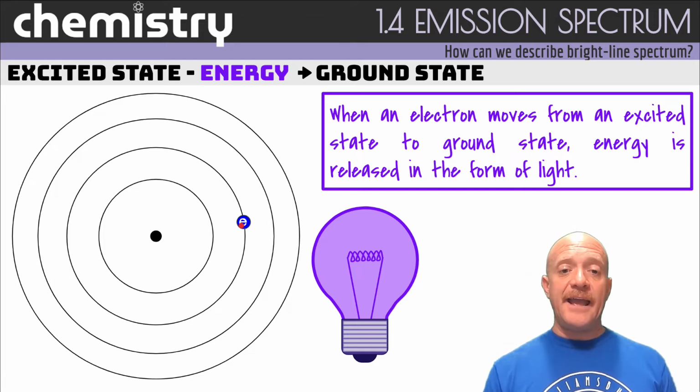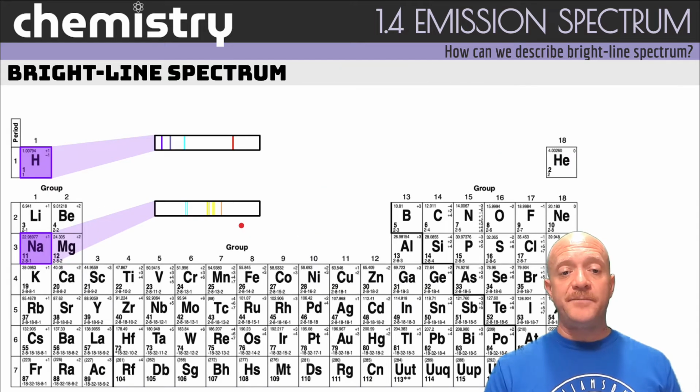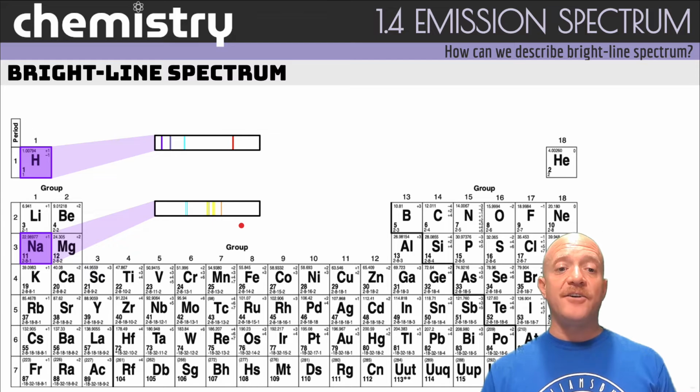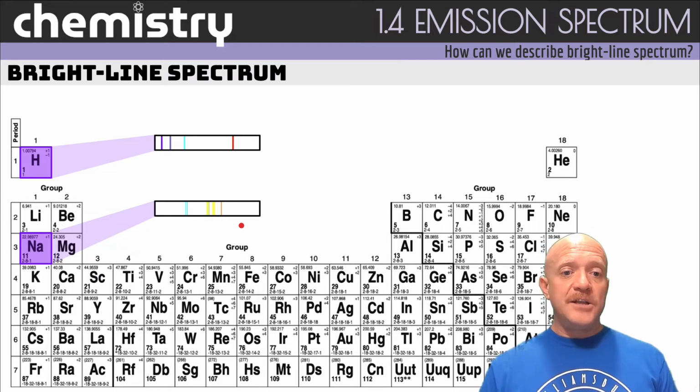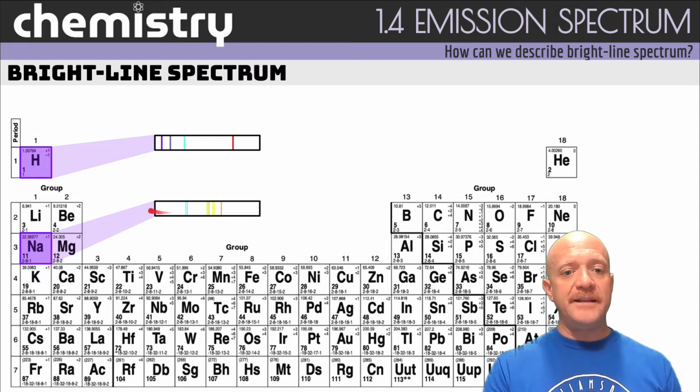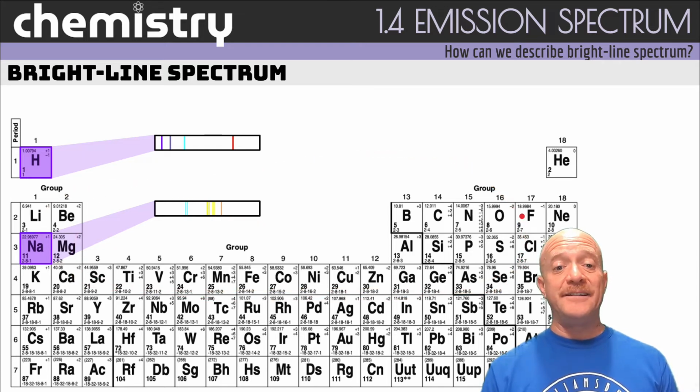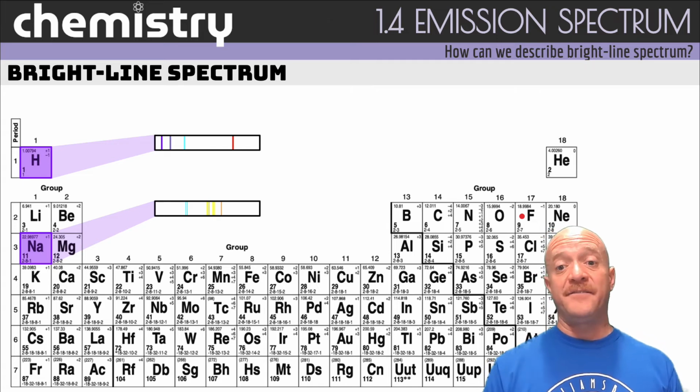And each element is going to be different. The wavelengths at which they release their light is called the bright line spectrum or the emission spectrum. So for example, if you look at hydrogen, it has wavelengths. These are the wavelengths that the light is released. If you look at sodium, sodium releases light at these wavelengths. Each element on the periodic table is going to release different wavelengths of light.